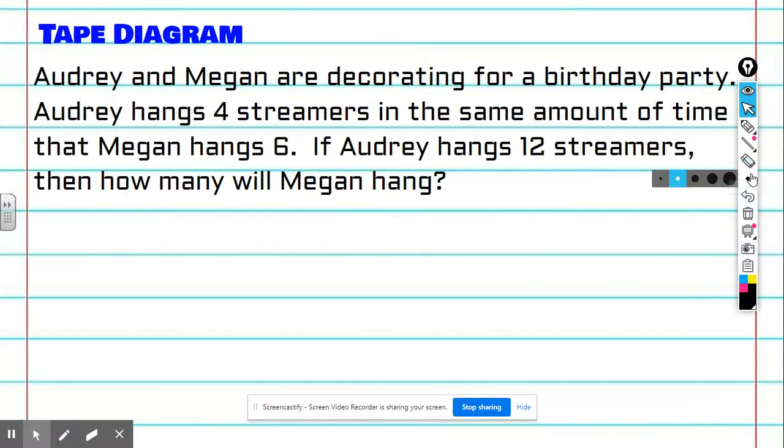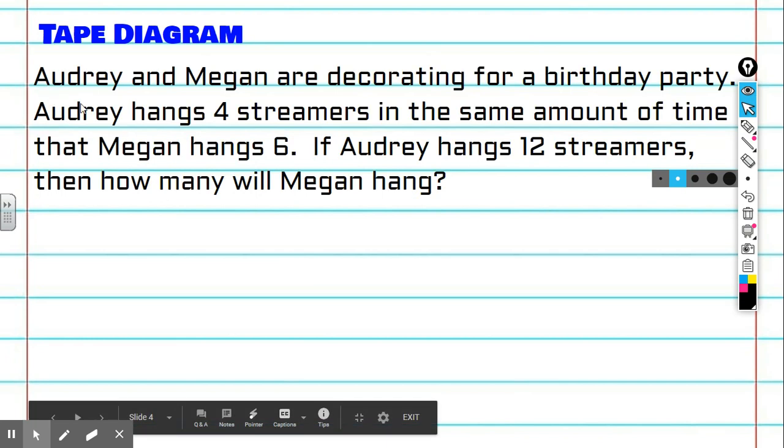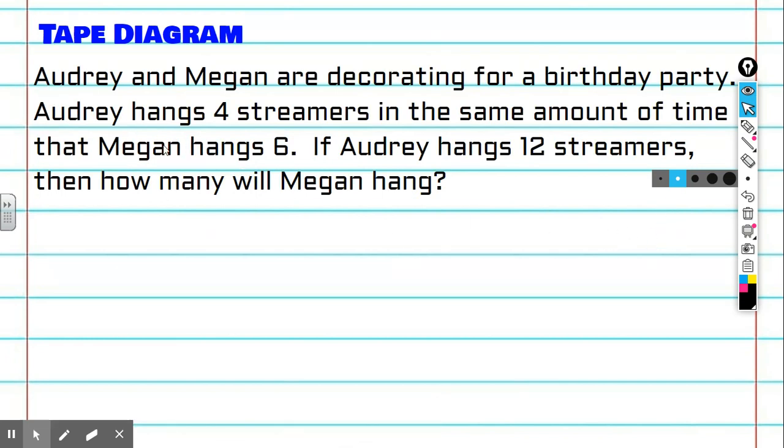So when we're looking at a story problem, we've got one way in order to solve it. So please write tape diagram at the top of your paper for the heading. Audrey and Megan are decorating for a birthday party. Audrey hangs 4 streamers in the same amount of time that Megan hangs 6. If Audrey hangs 12 streamers, then how many will Megan hang?